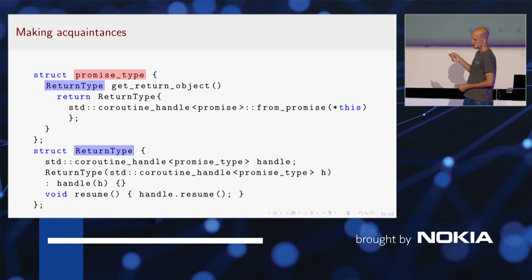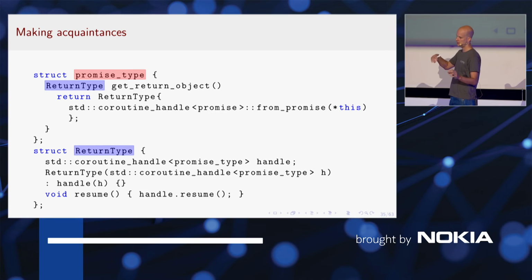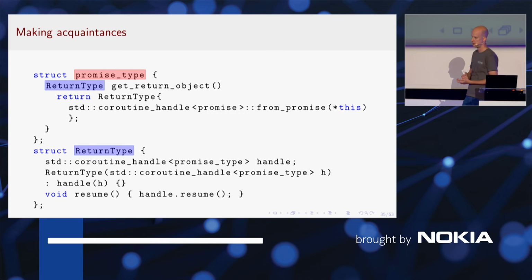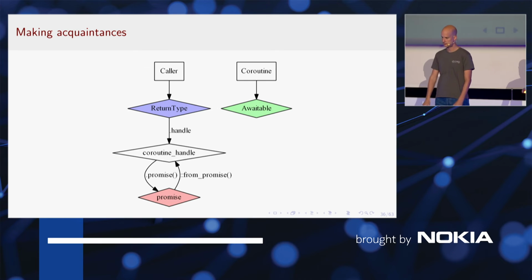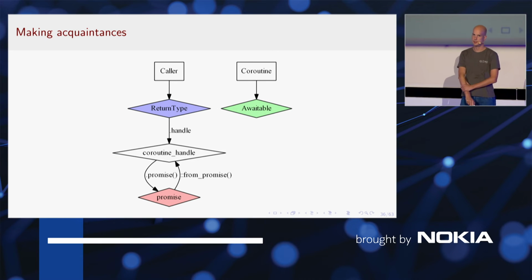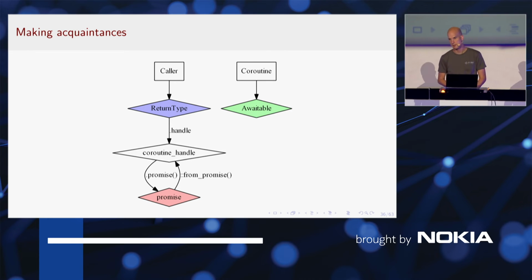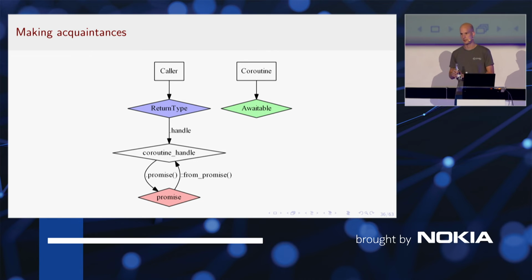And then in the implementation for the return type that you see at the bottom, we simply save the coroutine handle to a member variable of that type so that we always have access to it. And now implementing the resume member function on this return type becomes trivial because we simply access our handle member variable and call resume there. And that gives us the connection here. So we add this handle member variable on the return type, and that is now how we can get from the return type to the coroutine handle and eventually to the promise.